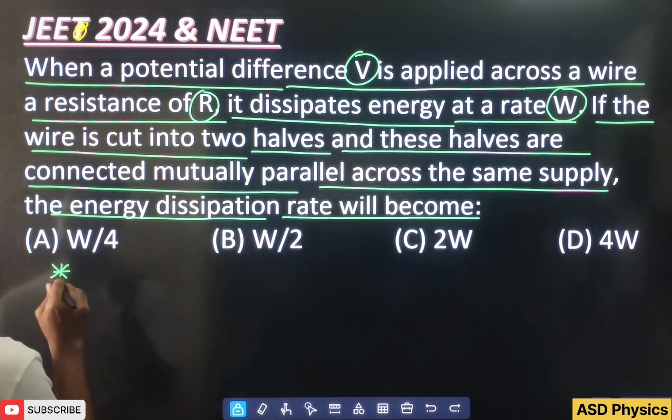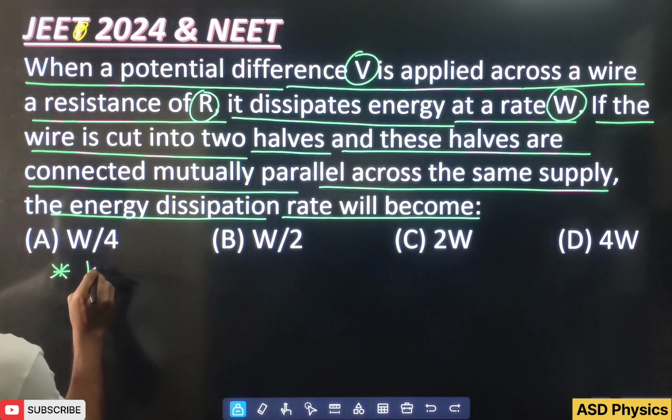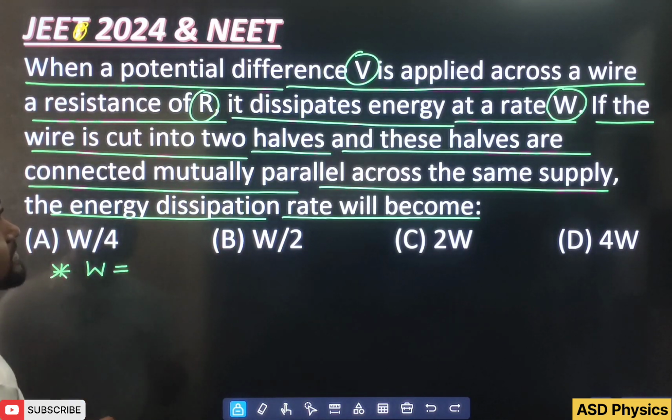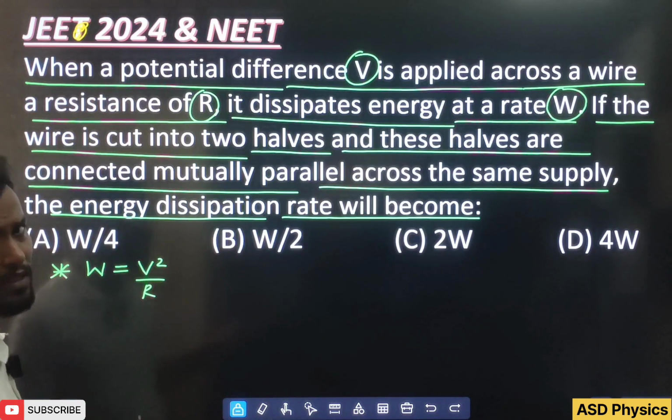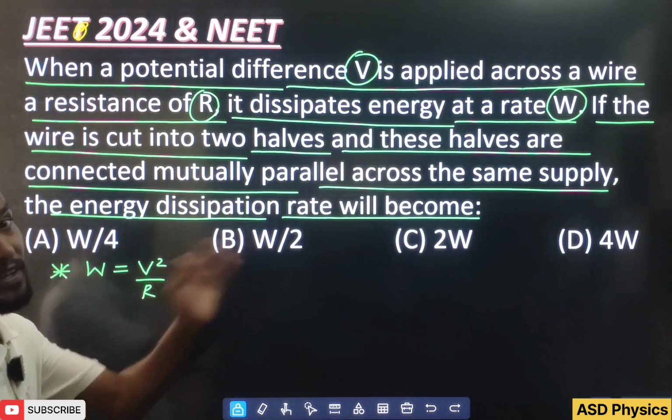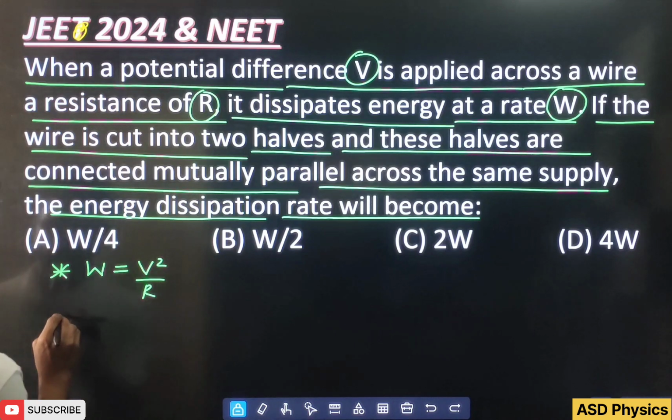So the rate of energy dissipation, that means power, is given by W equal to V square by R, because P equal to V square by R. Here W is the power, the rate of energy dissipation.